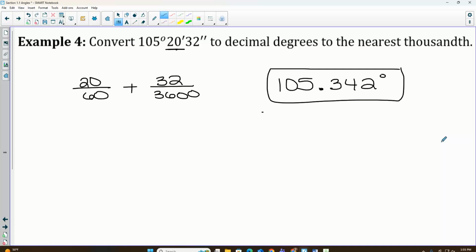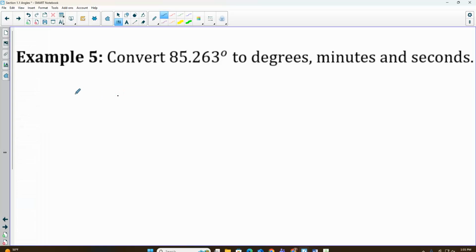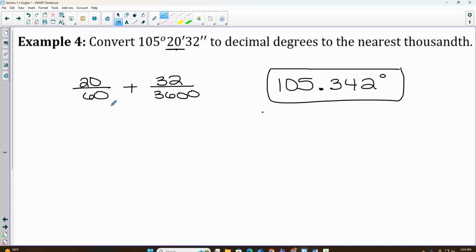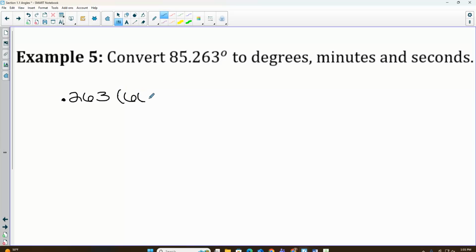To go the other way, we have to think a little bit differently. So this time I have the decimals. I first need to change this to minutes. So think about, here we divided. What do you think I should do this time? Multiply. So I'm going to take my decimal times 60. And that gives me 15.78 minutes.